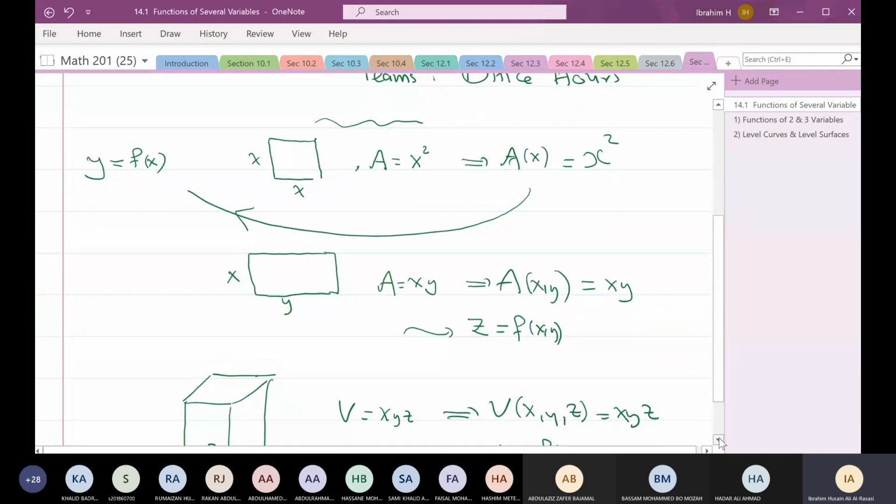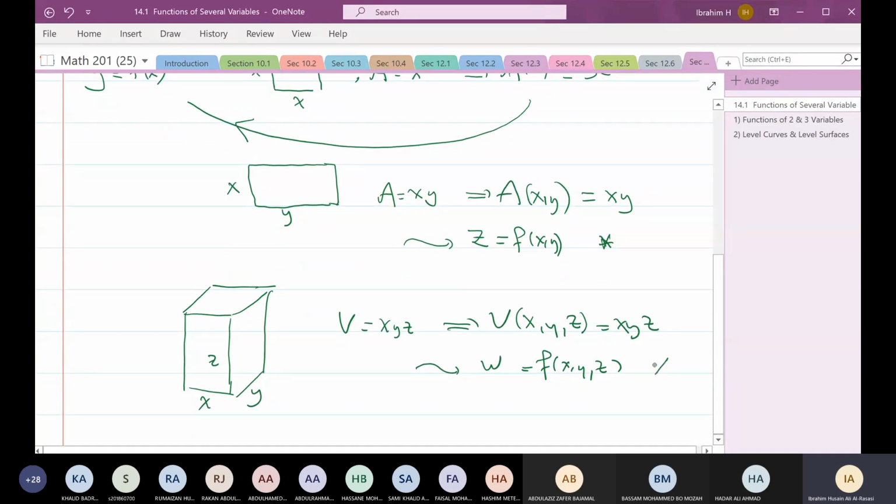In chapter 14 and chapter 15, we'll work with functions of 2 variables and functions of 3 variables. This is mainly what we will work with. Now, when you say we will work with this, what are we going to do with these functions? Functions of 2 variables and functions of 3 variables.